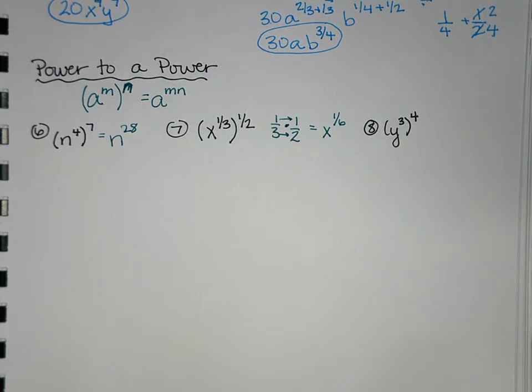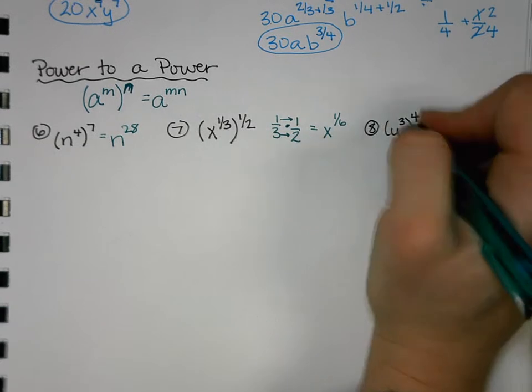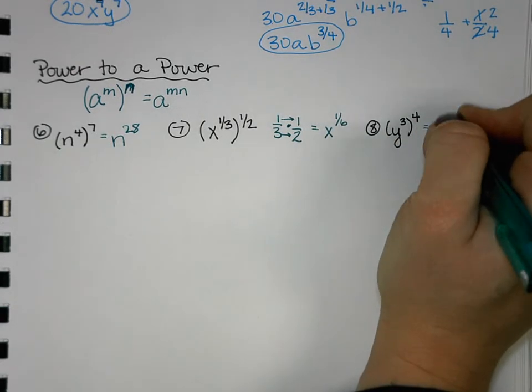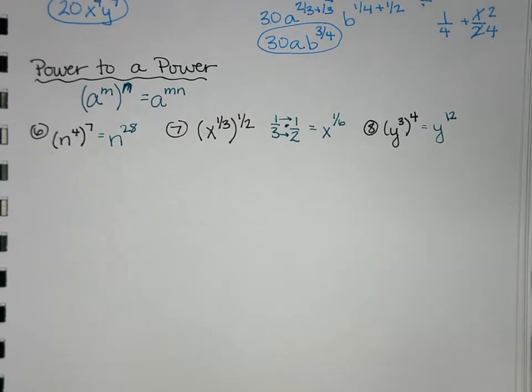Okay, and what about this last one? Y to the 3rd to the 4th. So this will become y to the 12th. Okay, that's all there is to the power to a power. You just multiply the exponents when you have an exponent to another exponent. So any questions on that one?